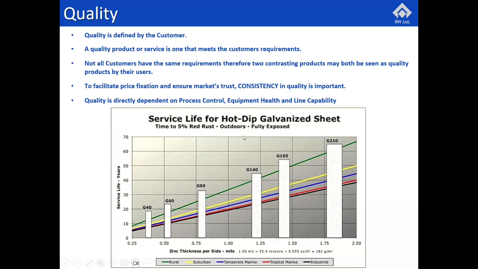So this is basically the service life of hot dip galvanized sheet. This is time to 5% red rust in fully exposed outdoor condition. See, this is G40, G60, G90 until G210. So this is service life in years.